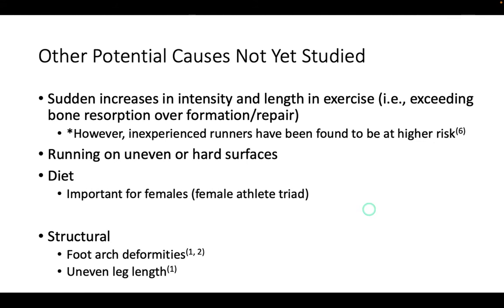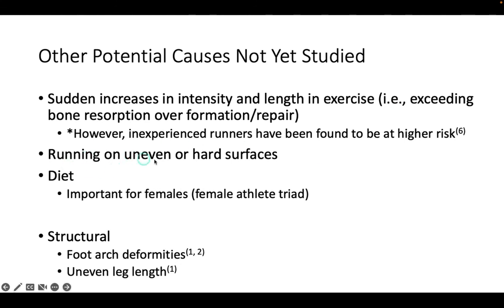However, I will say this is probably indirect and just me theorizing, but if you see number 6, this actually was from the meta-analysis, that inexperienced runners were found to be at a higher risk. So you could potentially argue that those who were inexperienced hadn't developed the strength yet within their tibia, and they increased their intensity and length to way too high a degree, and that led to medial tibial stress syndrome. But again, that would have to be specifically looked at. This is just me making some inferences off of previous data and not direct data.